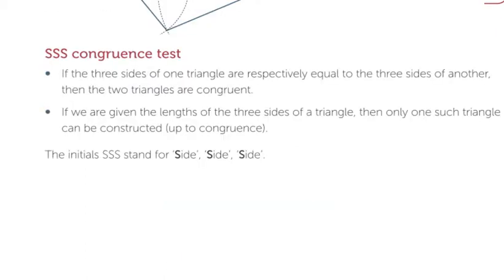And here we have the SSS congruence test. The initials SSS mean side, side, side. So if we are given the lengths of the 3 sides of a triangle, then only one such triangle can be constructed. So therefore, any triangle that is constructed with the same 3 sides has to be congruent to another triangle with sides of the same length.